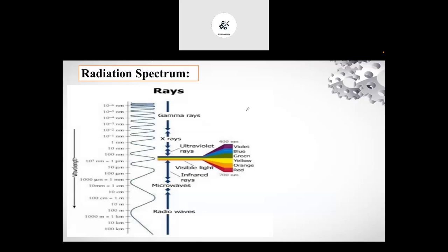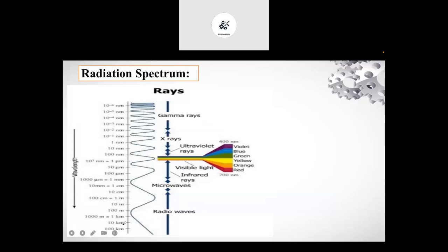You already studied this in heat transfer. So what does radiation spectrum mean? Whatever radiation is emitted by a particular body, the wavelength range of that radiation is known as the radiation spectrum. If you consider any one particular light, the radiation spectrum is the range of its wavelength. Light is considered as a type of wave, and each type of light has a different wavelength.